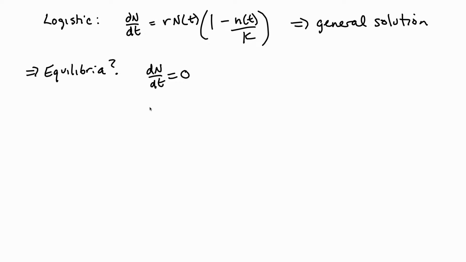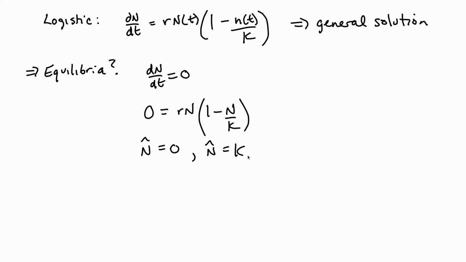So if we do that here, we say, okay, 0 is equal to Rn, I'm just going to drop the t for now, times 1 minus n over k. So we can see just by looking at this that we're going to have two equilibrium points, one at n is equal to 0. Anything that's an equilibrium point, I'm going to put a hat on it so you can tell the difference between n and the equilibrium n. There's another equilibrium at n is equal to k.